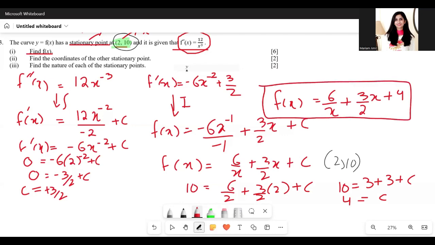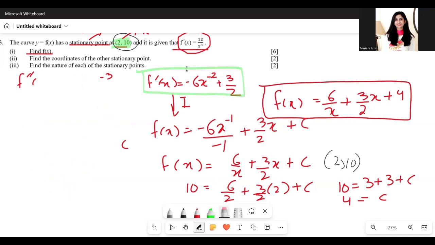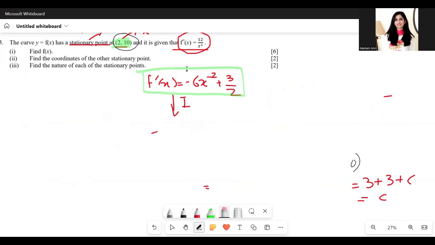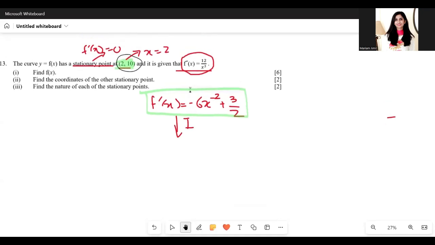Okay, part 1 is done. Part 2 says find the coordinates of the other stationary point. We know the expression for f prime x, that is dy by dx. At the stationary point, this equals 0. We're going to equate this to 0 and get the two values of x. We already know one of them should be x equals 2 because they've already given us the first stationary point, and the other one we'll find.